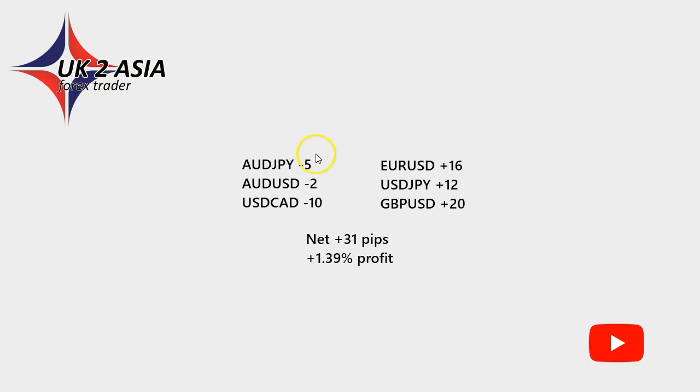So I'll round up today's trading. Australian dollar, Japanese yen -5, Australian dollar, US dollar -2, US dollar, Canadian dollar, hit my stop for -10 pips, and the winners were the Euro, US dollar +16, US dollar, Japanese yen +12, and the pound US dollar +20, giving me a total of 31 pips, and that equates to 1.39% profit on my capital.